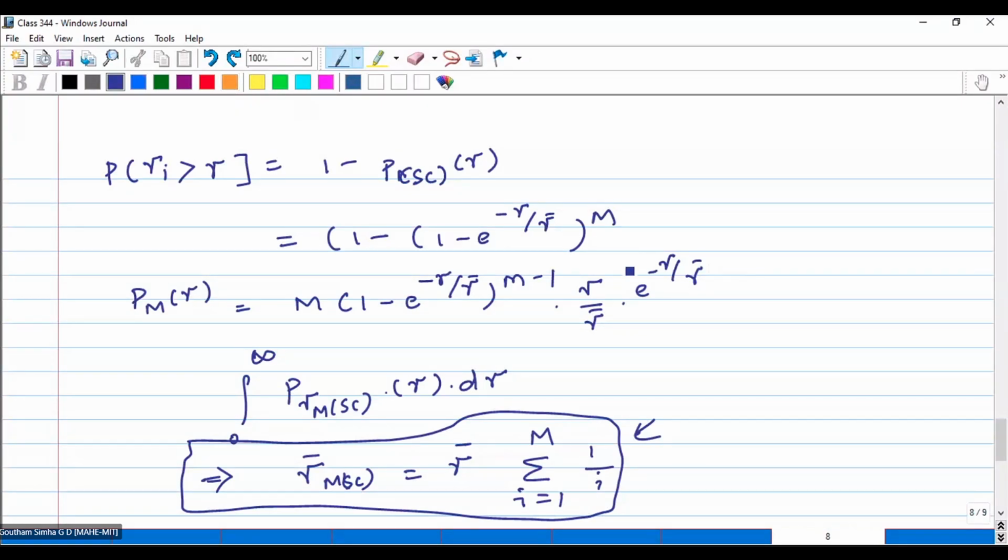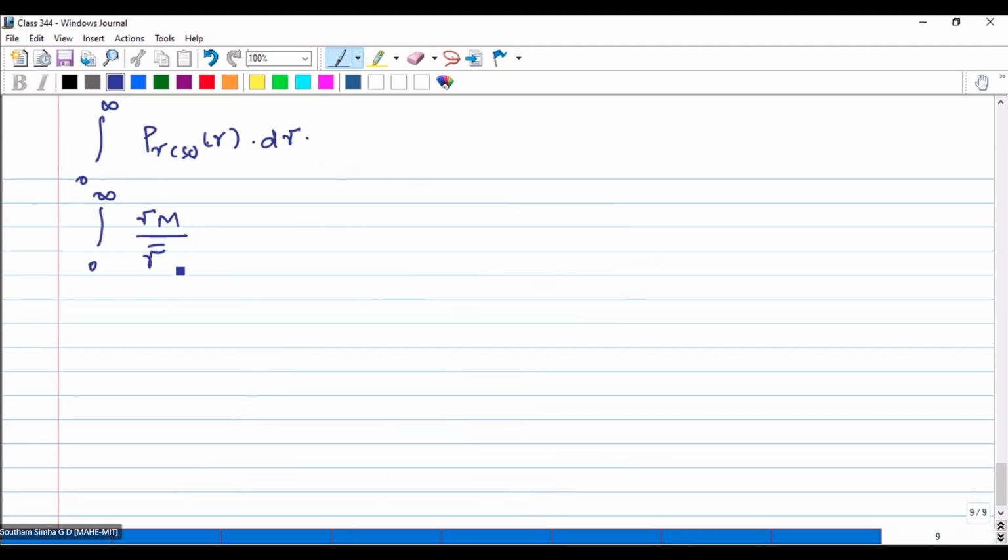This gamma, I'll take it out. M gamma divided by gamma bar, you will come to know. Okay, gamma m by gamma bar into 1 minus e to the power of minus gamma by gamma bar, whole to the power of m minus 1. This is the first derivative of the CDF, into e to the power of minus gamma by gamma bar into d gamma. This I have to integrate between 0 to infinity.